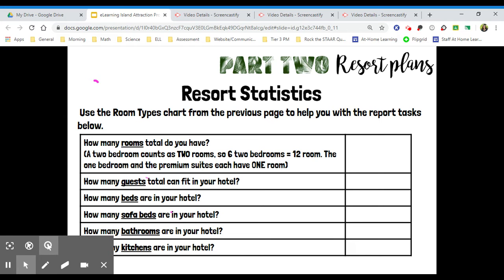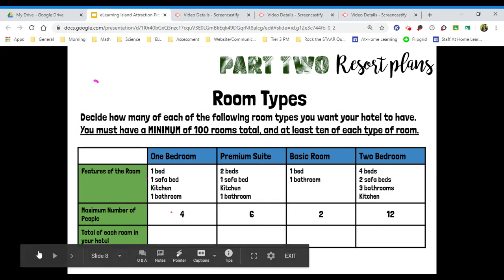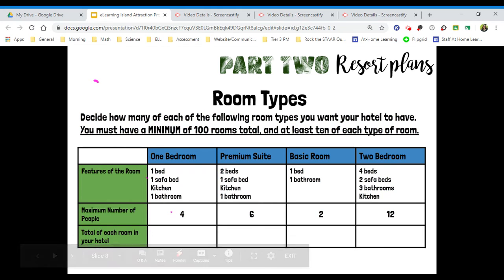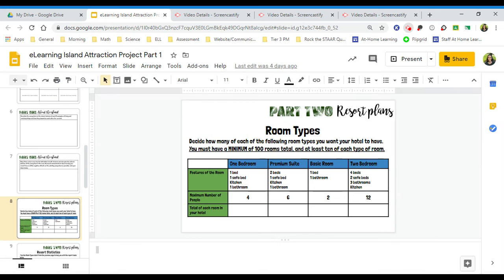So let me go back here for a minute to my previous slide. Okay, so what we can see here is for the 1-bedroom, remember I had 50 of the 1-bedroom. All right, sorry about that, guys.